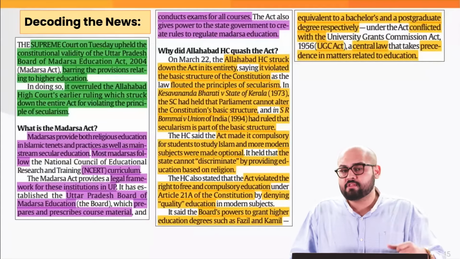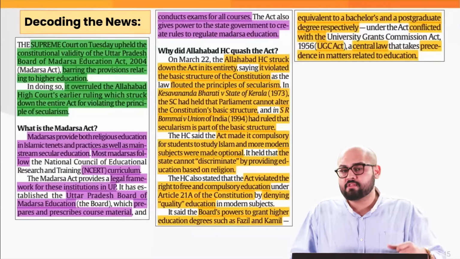So again, if you have a madrasa, what it is trying to do is give Islamic education. Along with it, it is also giving the mainstream secular education. So this particular act provided that Islamic education needs to be provided. So the court held that this is not in line with the secular principles. That is what the court said.